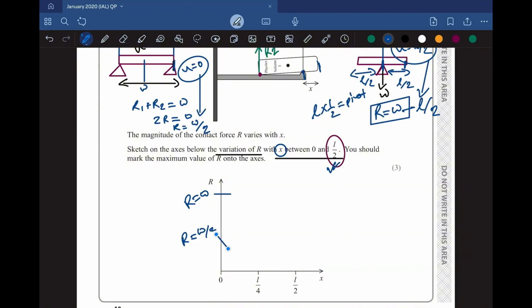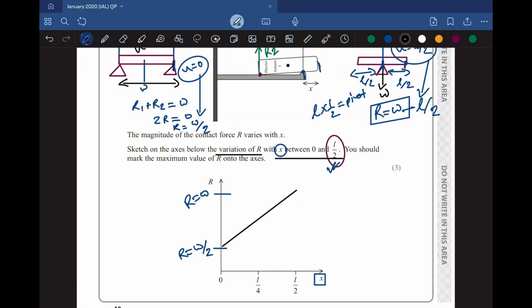We can actually bring it a little lower, at a lower position, at R is equal to weight by 2. They are talking about the x. So basically the graph will be like this. The graph will be like this.